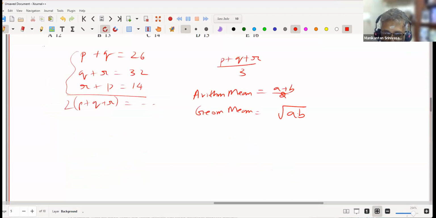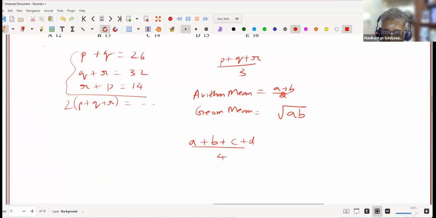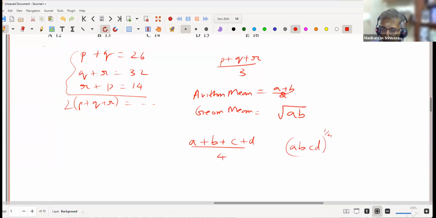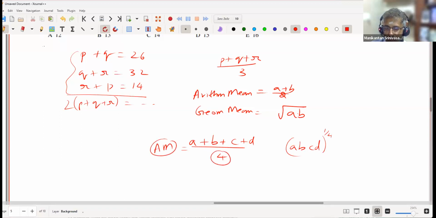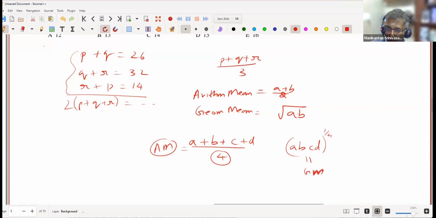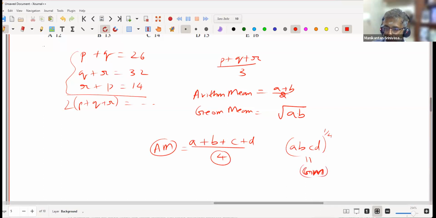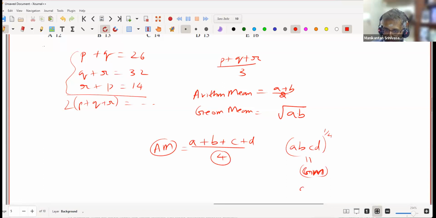More generally, for n entities the arithmetic mean is the sum divided by n, and if there are 4 entries, the geometric mean is (A B C D) to the power 1/4. In other words, an arithmetic mean is something which, when you multiply by the total number of entities, gives the sum. And the geometric mean is something which, when you raise it to the power of the number of entries, gives the product. So if the geometric mean is G, then G to the power 4 is A B C D. And if the arithmetic mean is AM, then 4 times AM is the sum A plus B plus C plus D.